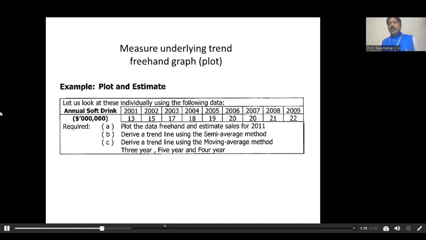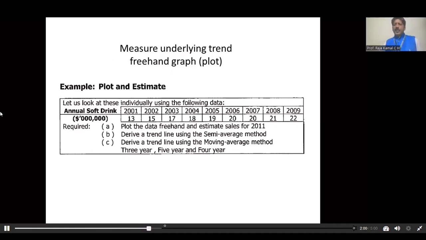If you see this problem, to find out or to estimate the future value, what was given here? It is given that the annual soft drink production: in 2001 it was 13, in 2002 it was 15, in 2003 it was 17, until 2009 it was 22. So 9 values were given, and they told us to find out the sales of 2011. So how to do it?